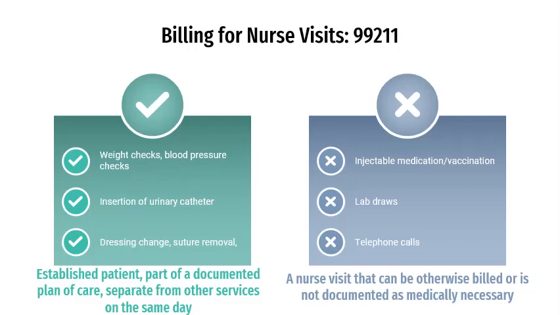And some other examples of unacceptable 99211 visits would be things like injectable medications or vaccinations. And this is because these visits can be billed otherwise. So a vaccination or injectable medication, perhaps an injectable hormone, although they are just a nurse visit, they have a separate billing code that would negate the 99211 billing code, as well as lab draws, because it has its own billing code, venipuncture. And then telephone calls.